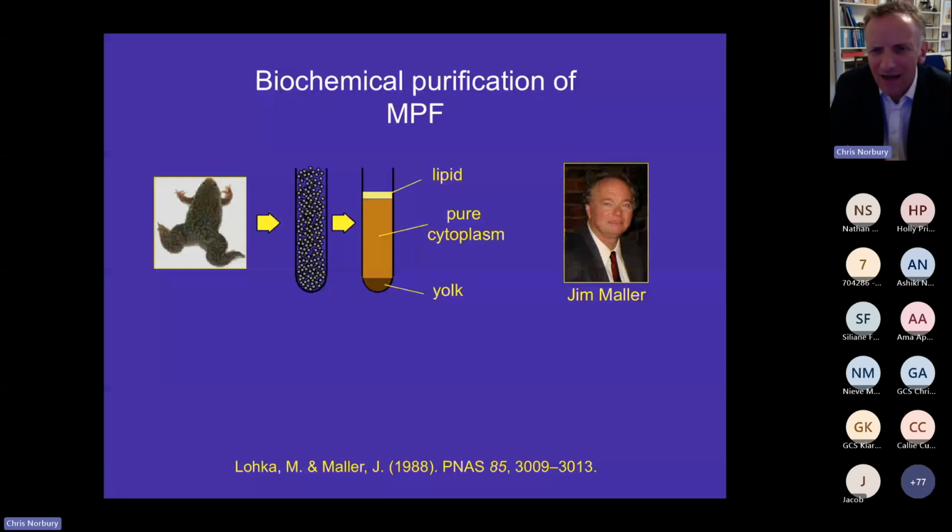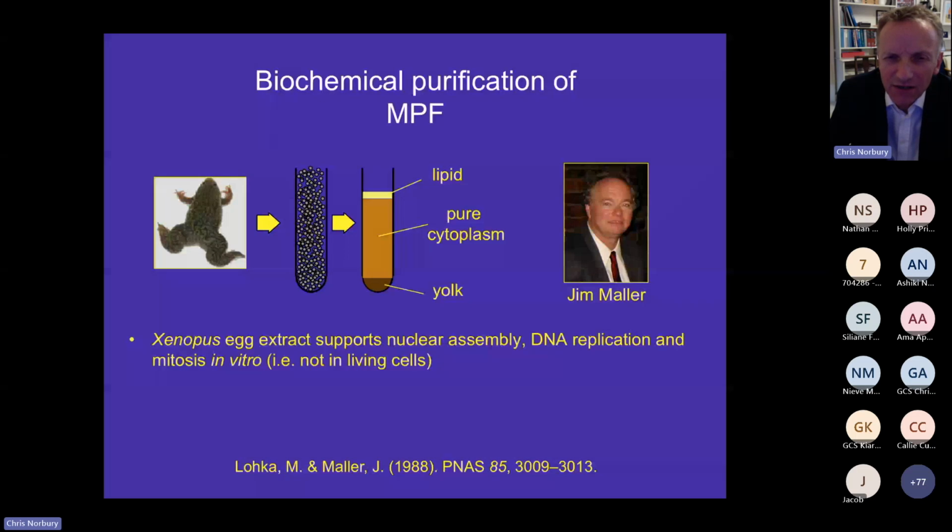Maller realized that it should be possible, in principle, to use this material to identify the maturation promoting factor. He was able to show that we could use this pure cytoplasm to reproduce many of the events of the cell cycle, even though the cytoplasm is not cells. This egg extract is a so-called cell-free extract. It's possible for that extract to build a nucleus. If you give it some DNA, it will build a nucleus around it. It will replicate that DNA once, but only once, and then it will go into a sort of mitosis, even though it's not a living cell.